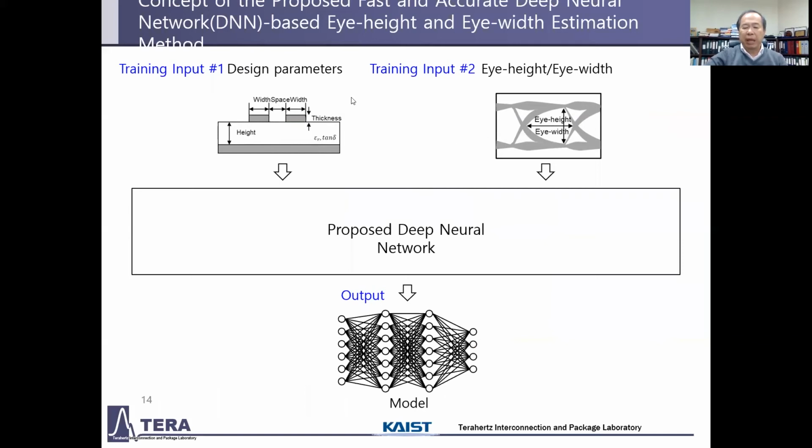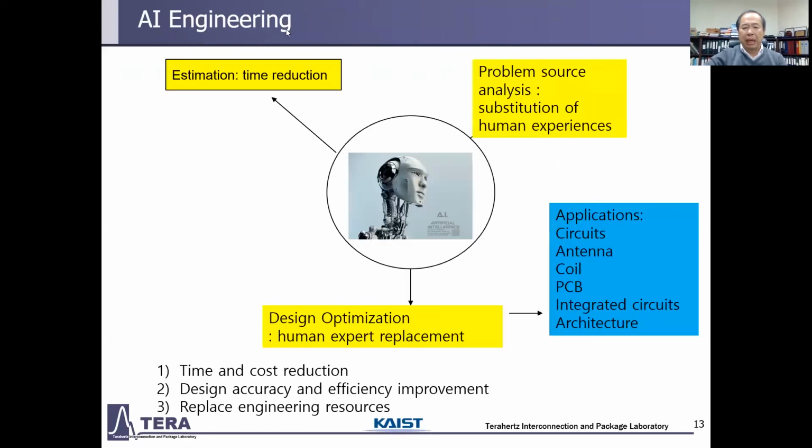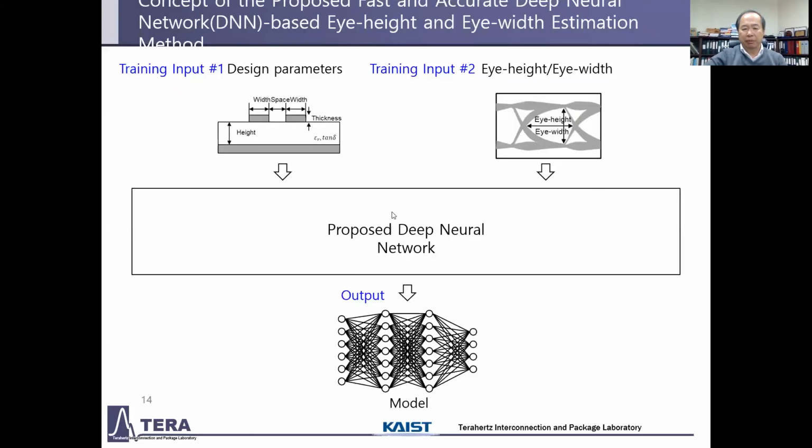But if we already have certain data of designs and eye diagrams, we can train them into a deep neural network. And if they are trained very well, they don't need to do the simulation. They will immediately calculate the eye diagram. So as I mentioned in the previous slide, AI can do the estimation for us.